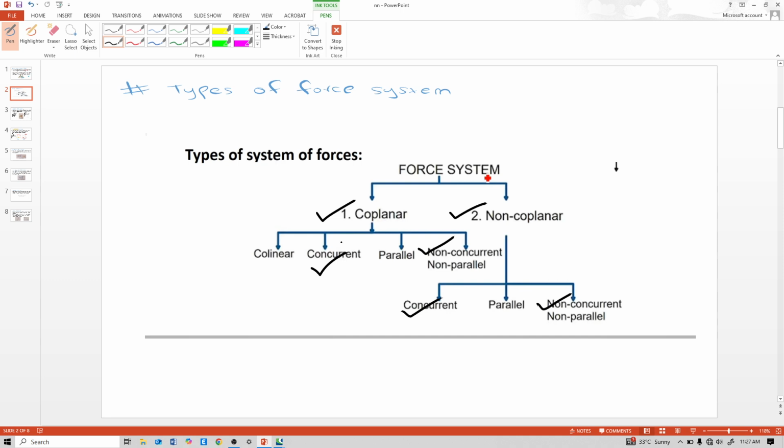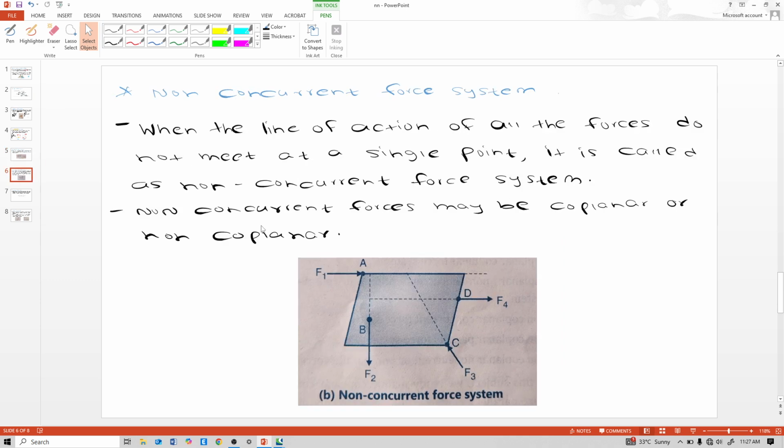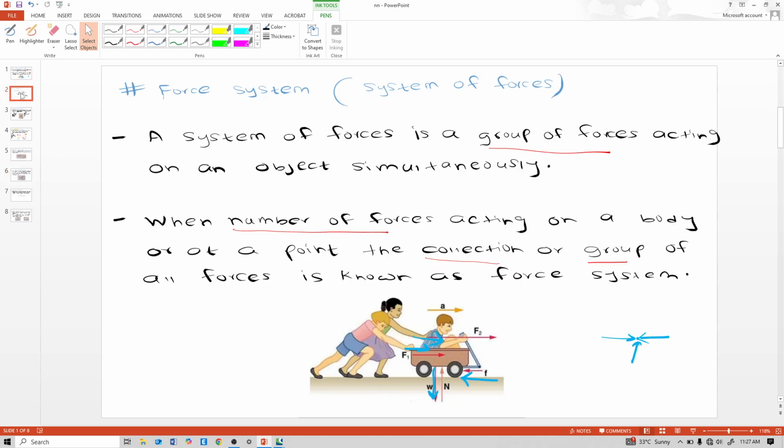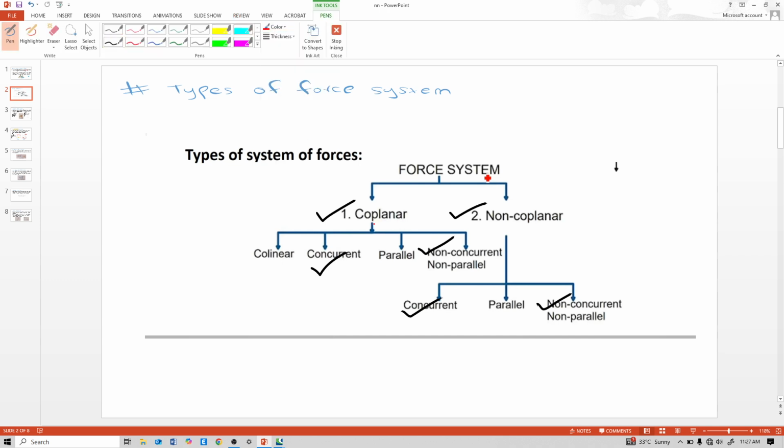So I will tell you this non-concurrent force system. When the line of action of all the forces do not meet at a single point, it is called a non-concurrent force system. So it is the opposite of the concurrent force system. Non-concurrent forces may be coplanar or non-coplanar. That's why here see, non-concurrent forces are in here also, and it is written in here also, concurrent, non-concurrent. That's why it is either coplanar or non-coplanar.